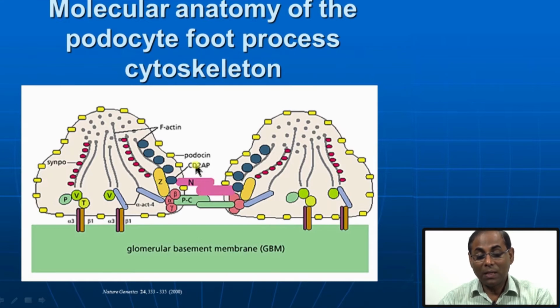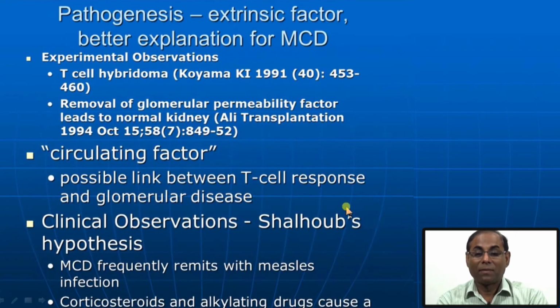So, if there is an abnormality in the gene which is responsible for maintaining these proteins, obviously you get an abnormality of the slit pore membrane followed by heavy proteinuria and typical minimal change disease. So, that is why there are genetic causes of minimal change disease associated with foot process abnormality. Now, this is the intrinsic factor we talked about.